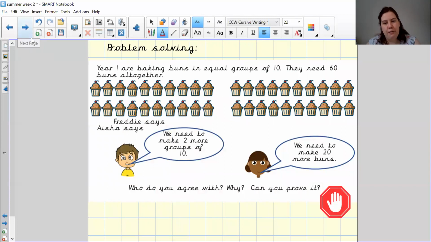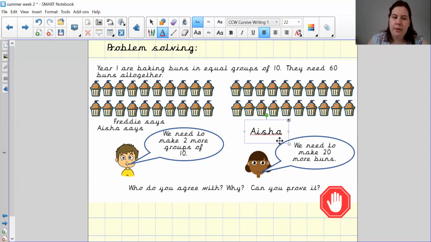And then just to finish off our lesson for today, year 1 are baking buns in equal groups of 10. They need 60 buns all together. Freddie and Aisha said, we need to make 2 more groups of 10, and we need to make 20 more buns. So, who do you agree with? Is it Aisha?